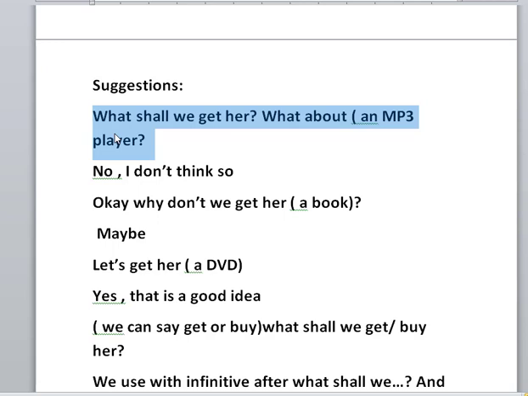What shall we get here? And my friend says, what about an MP3 player? And I say, no, I don't think so. And my friend says, okay, why don't we get her a book? And I say, maybe. And my friend says, let's get her a DVD. And I say, yes, that's a good idea. It's all about suggestions.